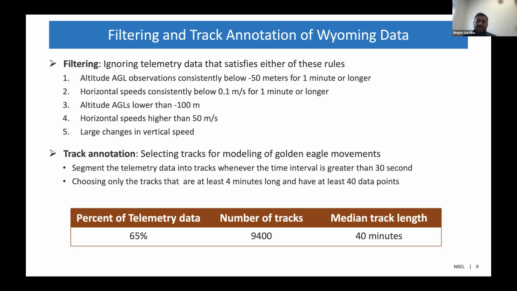This filtering and everything is for the Wyoming data set, but a similar process will follow for the Appalachian data set. We end up with 65% of the data. We got 9,400 tracks, and the median track length was 40 minutes. So we think this is a right optimal process, and we are not just discarding data too much, and we have 9,400 tracks.